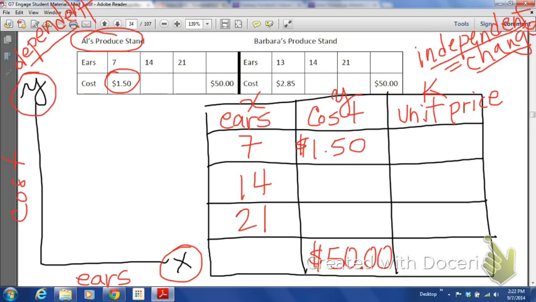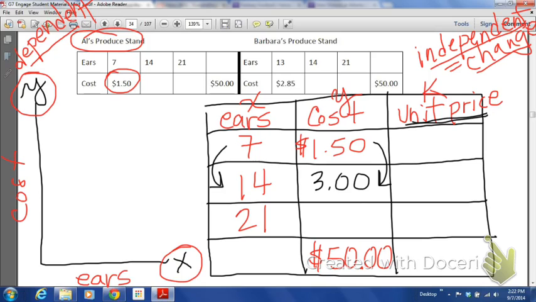We can see that if we go from 7 to 14, we are just doubling the number of ears, if as we presume, our unit price stays the same. In this case, it does. This cost will double as well. Okay, so we would go up to $3 for 14.